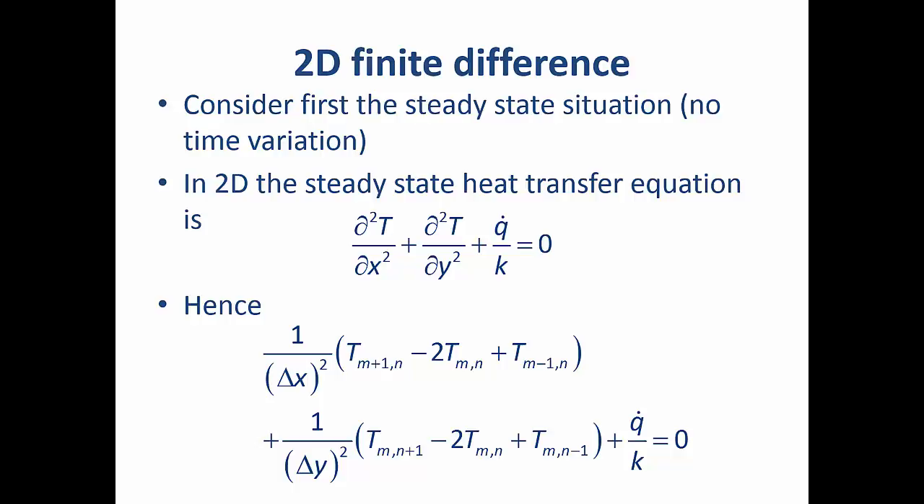And if I now consider a steady state situation, so there is no time variation, I will come on to consider the more general case of time variation in the next session, then my two-dimensional steady state heat transfer equation will simply be the second order differential of temperature with respect to x plus the second order differential of T with respect to y, plus my internal heat generation term, which is q dot over k, and the total of this lot will be 0. So all I've done at the bottom of this slide is substitute in my expressions for those two differentials in terms of finite differences.